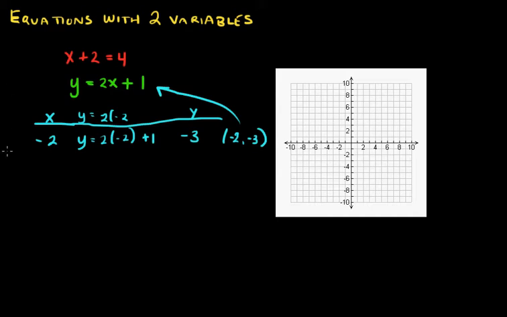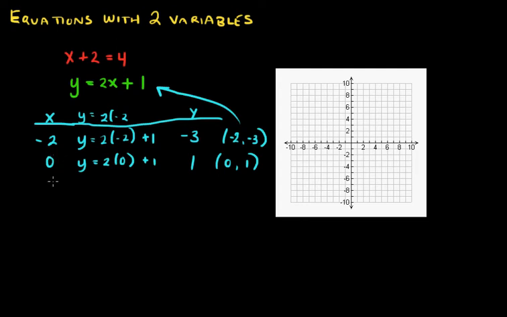Couldn't I also plug in 0? Okay, so y equals 2 times 0 plus 1. Well, that's just 0 plus 1, so 1. And that's also a solution. I can plug that ordered pair in, and that'll work.